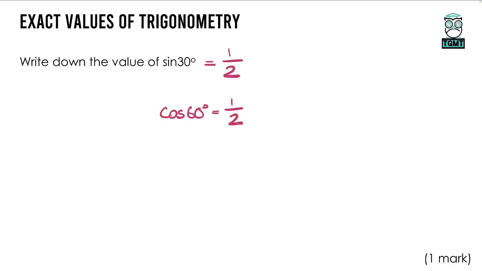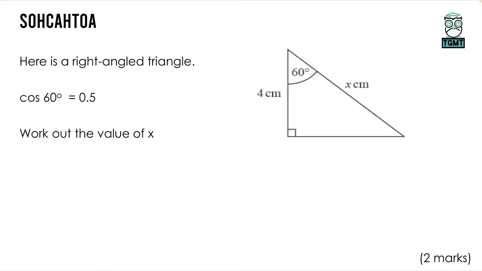They are the kind of things that I would have written down on a revision card, and then just before the exam I'd be looking through my revision cards and just remember, if I see sine 30 or cos 60, remember to write down 1/2. When we are using exact values, or SOHCAHTOA, without a calculator, we might have something like this. So here is a right-angled triangle. It says cos 60 is equal to 0.5, or you could leave that as 1/2 if you prefer. Work out the value of x.